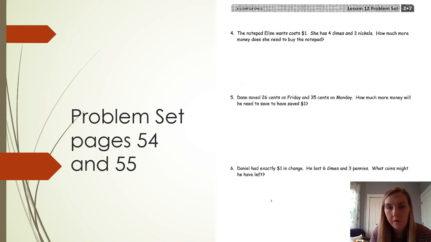That one was a little wordy. Let me read that one more time. Dane saved 26 cents on Friday and 35 cents on Monday. How much more money will he need to save to have $1? Problem 6. Daniel had exactly $1 in change. He lost 6 dimes and 3 pennies. What coins might he have left?